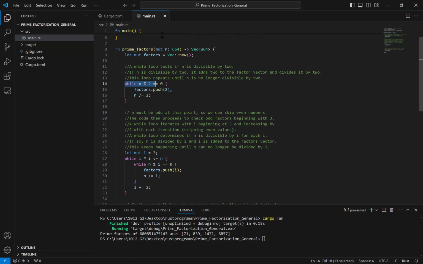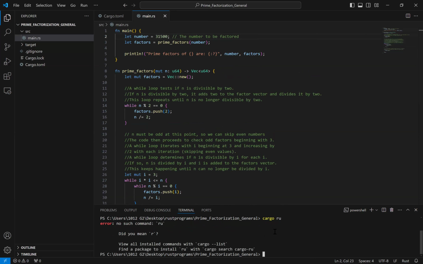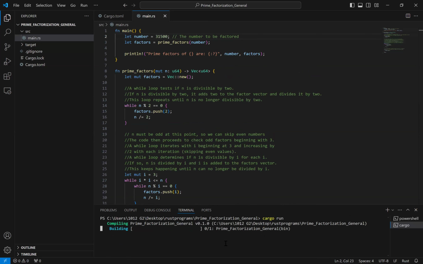So the number that I was using for my working is 1,500. Let's try that. Oh, wait a minute. I wrote something different instead of cargo run. Okay, so with this one, you can see how the loop was done.